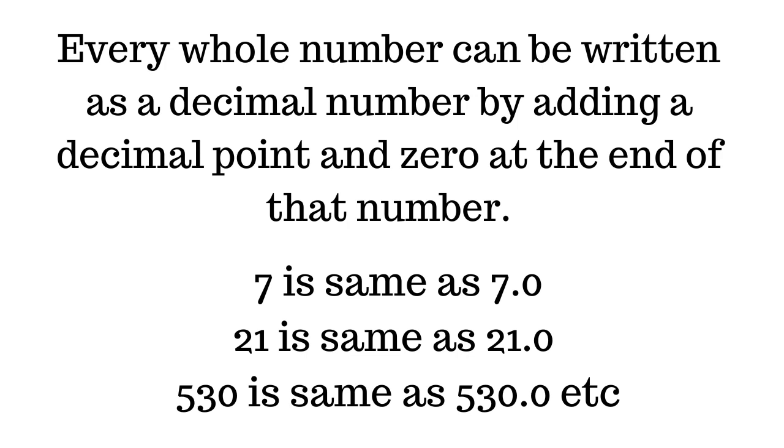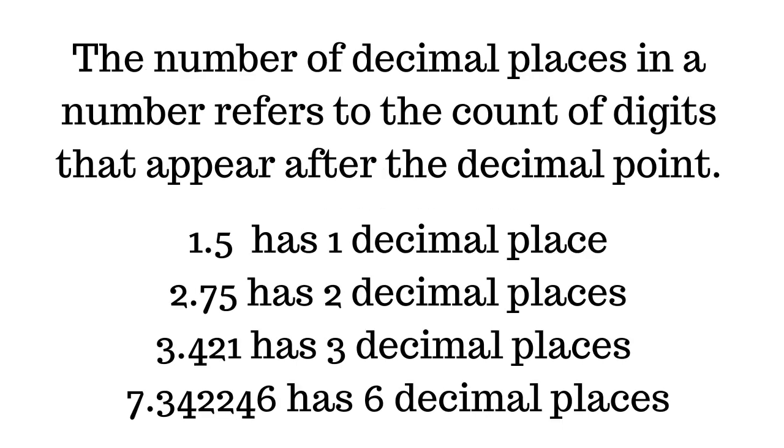Every whole number can be written as a decimal number by adding a decimal point and 0 at the end of that number. 7 is the same as 7.0. 21 is the same as 21.0. 530 is the same as 530.0, etc.